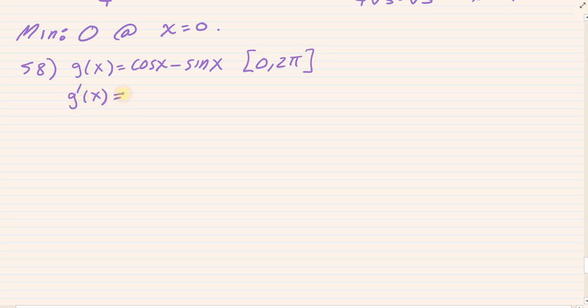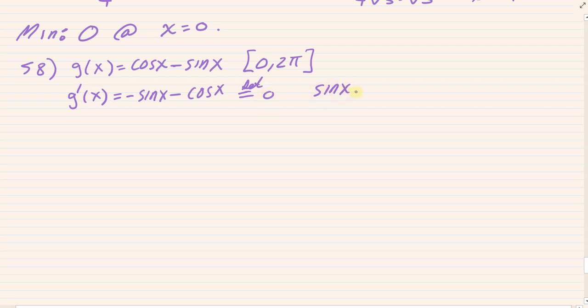g prime of x is going to be the derivative of cosine, negative sine, minus the derivative of sine, which is cosine, right? Negative sine x minus cosine x. Now we know that the derivative is continuous everywhere, right? So there's no place where the function g is not differentiable. It's differentiable everywhere. Okay, so we're going to set it equal to 0 and solve it.